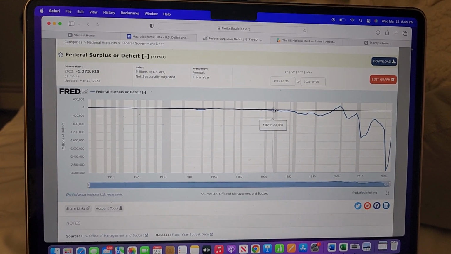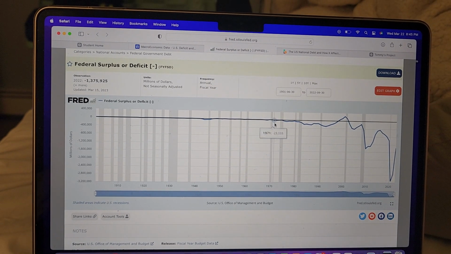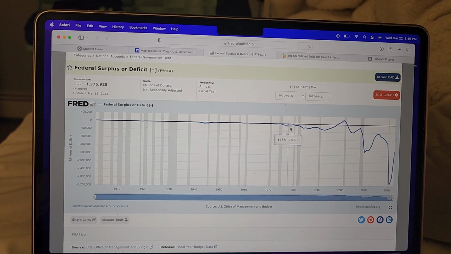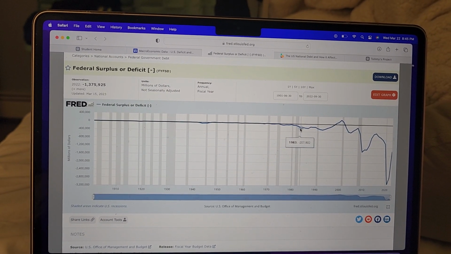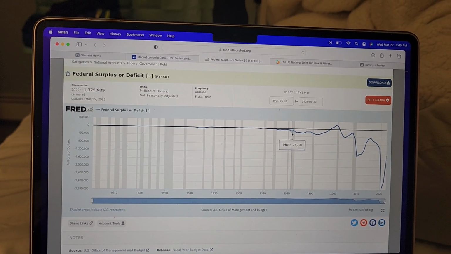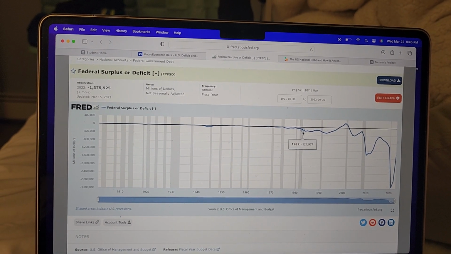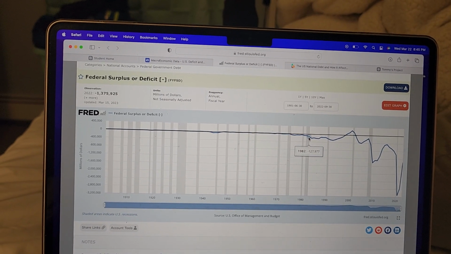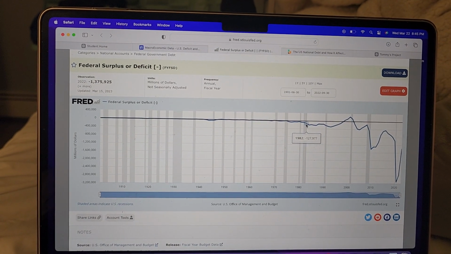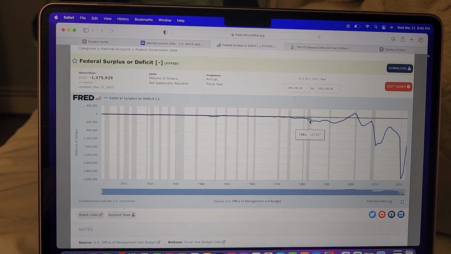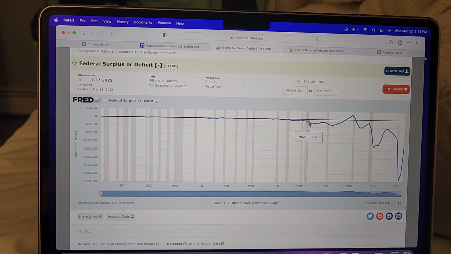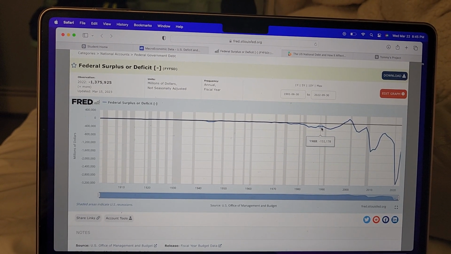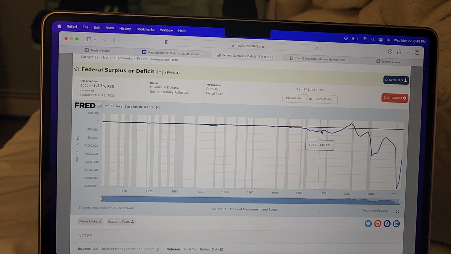So as you can see, we haven't really seen much action up until around the 1980s, where it really starts to dip. There was a small recession between 1981 and 1982. We see a deficit of around 127,000. That's not that much. And then during this expansion period, it goes up a little bit, but it remains stagnant overall.